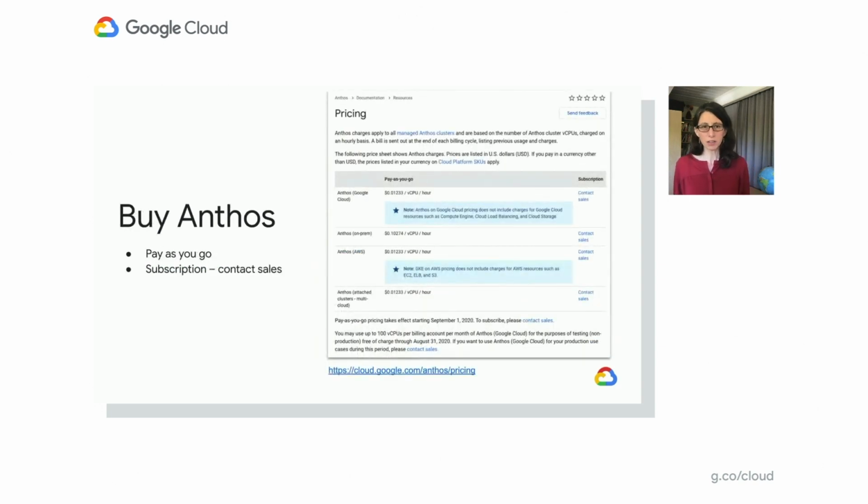Once you're ready to buy Anthos, you have two options. You can either pay as you go, and this is the default option, or you can contact sales to subscribe to a committed usage at a preferential price point.